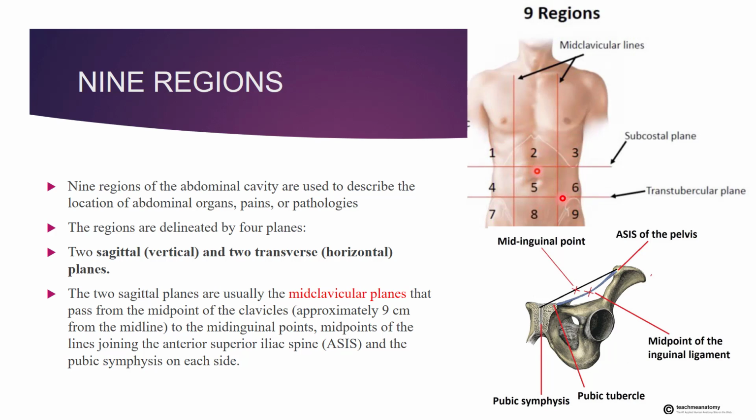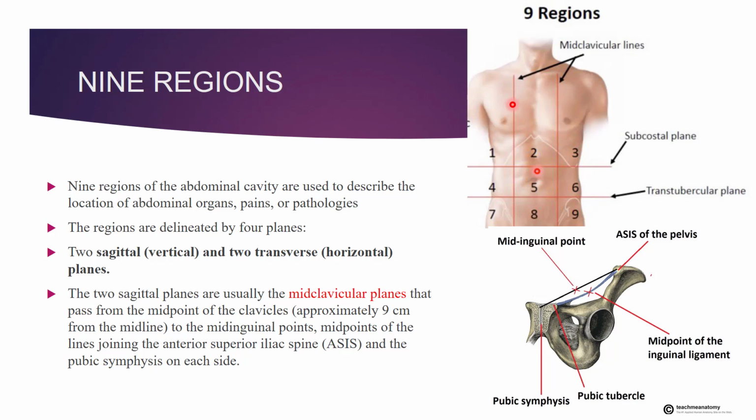These regions are divided by 4 planes. See here, this is the first plane, this is the second one, then there is the third plane, and this is the fourth plane. There are 2 vertical planes. See here, this is the first vertical plane and this is another vertical plane. These vertical planes or sagittal planes are named the mid-clavicular lines. See here, this is the mid-clavicular line.